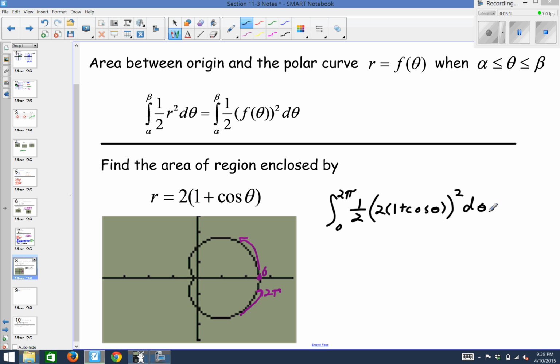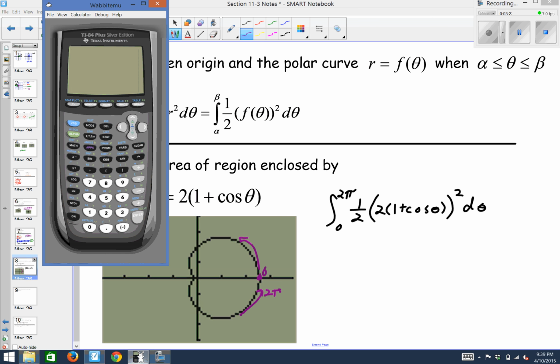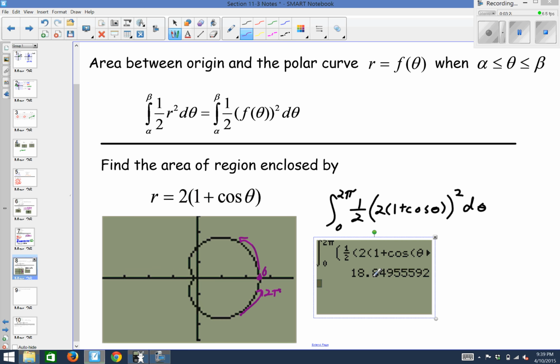If I were to do it algebraically, I would FOIL out the r squared part and then do each individual term. But doing it on the calculator is just here to save time, which I already did. And I get that my area then is 18.850, which is about 6 pi.